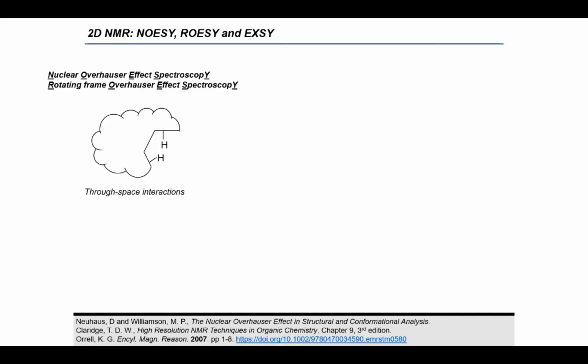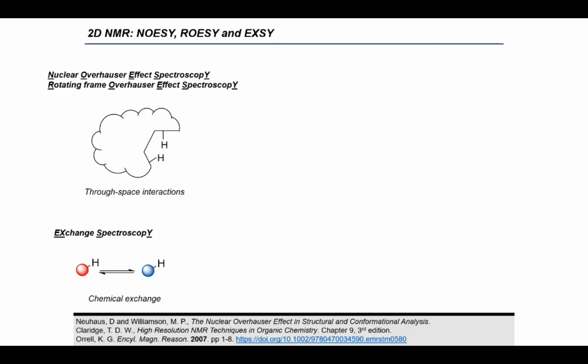All of the 2D NMR we've looked at before is looking at through bond interactions with each other. But NOESY is looking at through space interactions. So for example, on a protein like this, these two protons could be tens of bonds away from each other, but they're right next to each other in space. So if we ran a COSY, we wouldn't see any kind of correlation between them, but on the ROESY or the NOESY, we very much see a crosspeak.